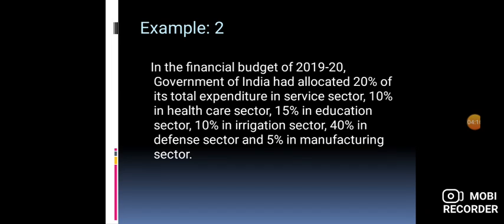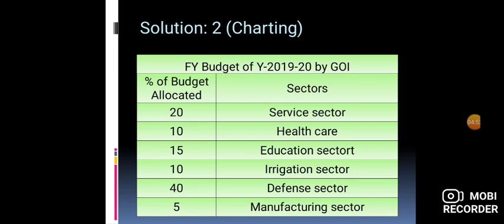In the second example, it is said that in the financial budget of 2019-20, the Government of India had allocated 20% of its total expenditure to the service sector, 10% to the healthcare sector, 15% to the education sector, 10% to the irrigation sector, 40% to the defense sector, and 5% to the manufacturing sector. So in this passage, different percentages of budget allocation are very clearly given. Let's come to solution number 2.